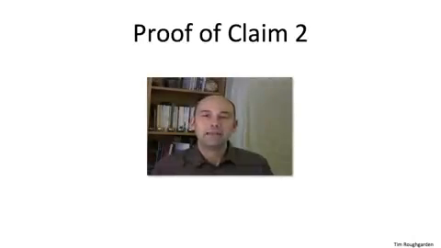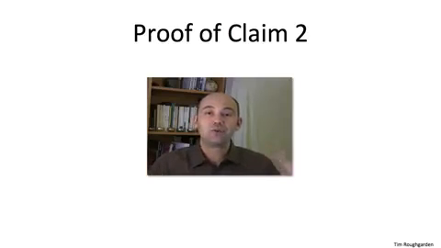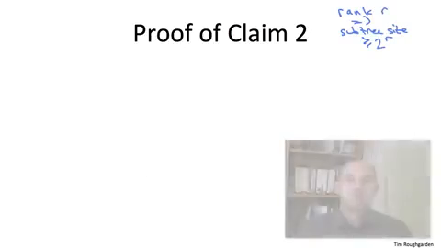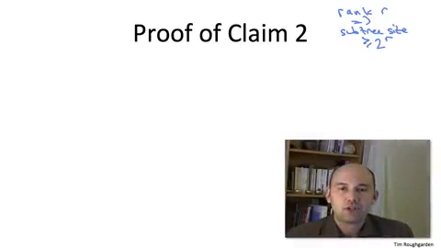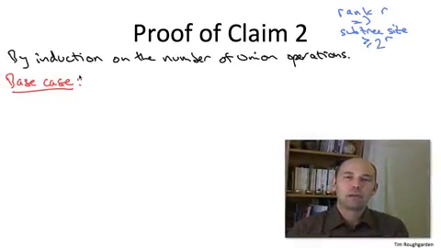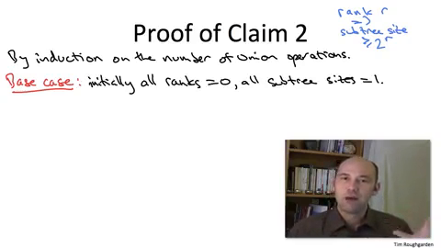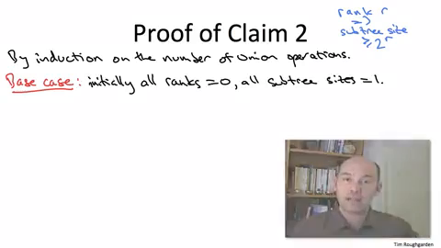So let's move on to claim 2. Remember, claim 2 asserts that an object of rank r necessarily has 2 to the r objects or more in its subtree. That's how many objects can actually reach this object x by following parent pointers. So for this proof, we're going to proceed by induction on the number of operations. And again, remember, find operations have no effect on the data structure, so we can ignore them. So it's just by induction on the number of union operations that happen.